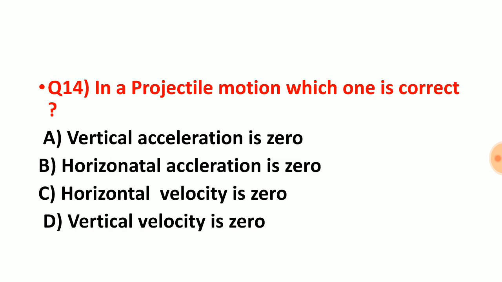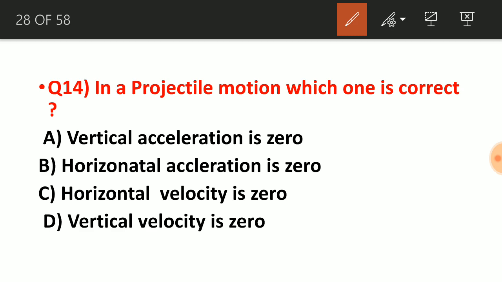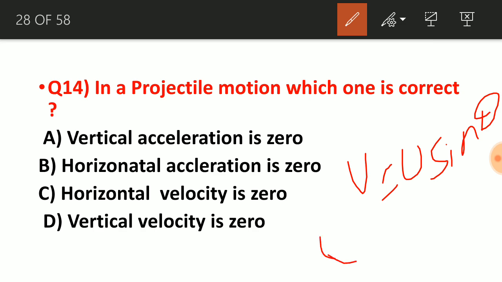In a projectile motion, which one is correct? In a projectile motion, we know that our vertical component of velocity is u sin theta, and our horizontal component of velocity is u cos theta. This remains constant throughout the motion. So if u cos theta, the horizontal component of velocity, is constant, then the horizontal component of acceleration must be 0, because constant velocity means 0 acceleration.